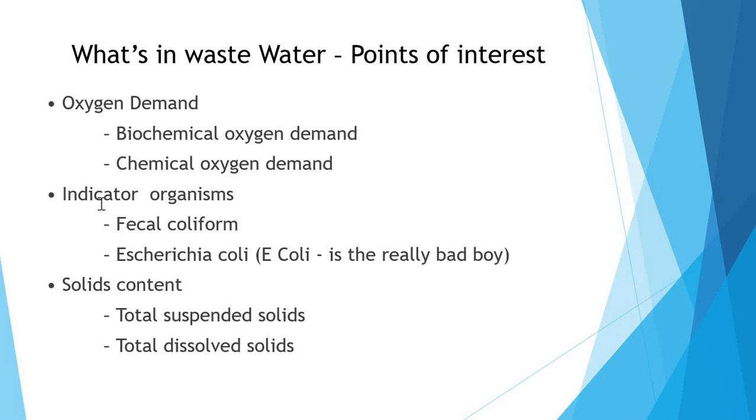There are some indicator organisms which tell us whether the water is potable or the end usage of the wastewater. So the fecal coliform and the E. coli are the indicator organisms which say whether the water can be used or not. And we have the oxygen demand. This topic we will be dealing with in detail in the secondary treatment processes. We have two types of oxygen demand. One is the biochemical oxygen demand, which is called BOD, and the next one is chemical oxygen demand, which is called COD.